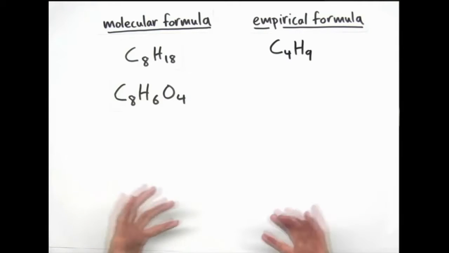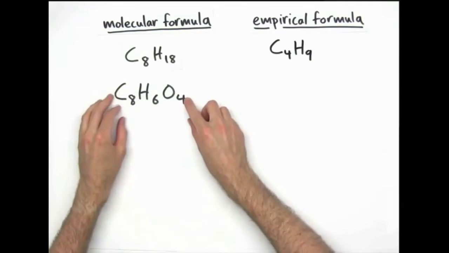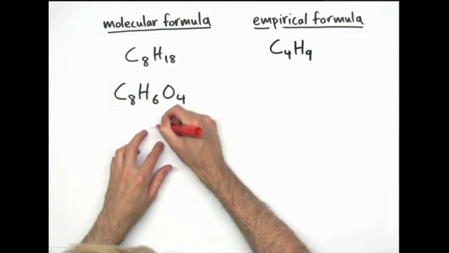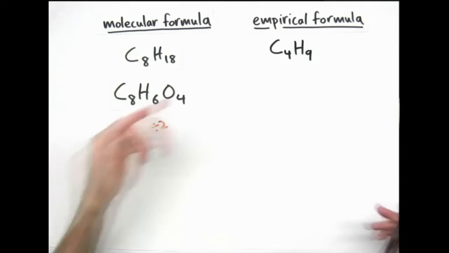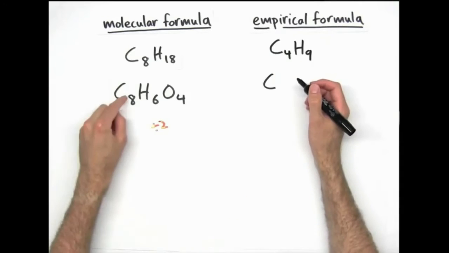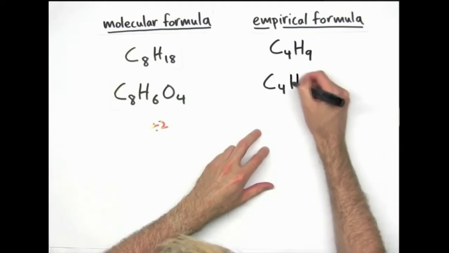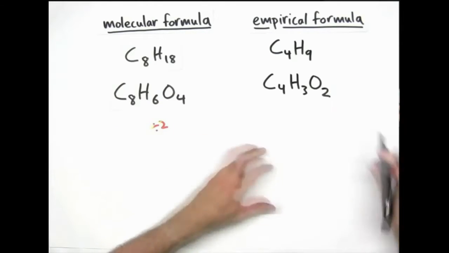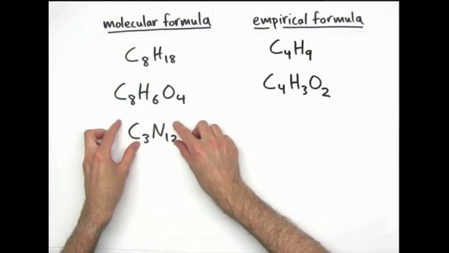C8H6O4. As before, we want to ask what's the biggest number that we can divide all of these by to get this as reduced as possible, okay? We can divide all of these numbers here by 2, just as we did up here, and so the empirical formula is going to look like C, 8 divided by 2, 4, H, 6 divided by 2, 3, and O, 4 divided by 2, is 2. Okay. How about with this one?